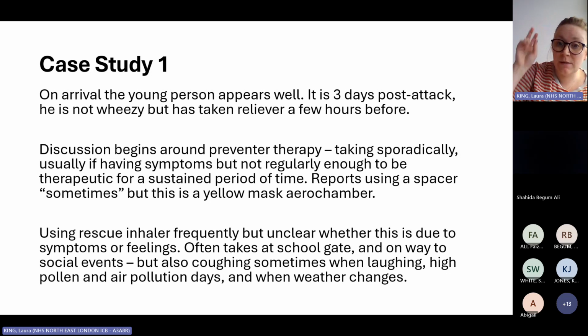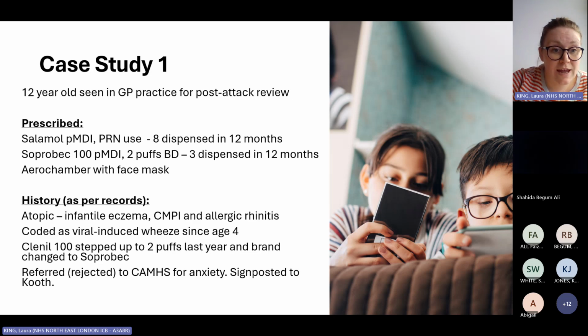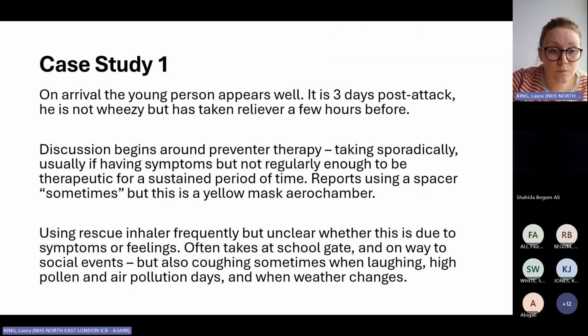They report using a spacer sometimes, but this is a yellow mask air chamber. And quite often when they say sometimes, it's almost always a "no". You sort of assume that's probably no or rarely. They're using the rescue inhaler frequently, as evidenced by the fact that they've had 8 in the last 12 months.